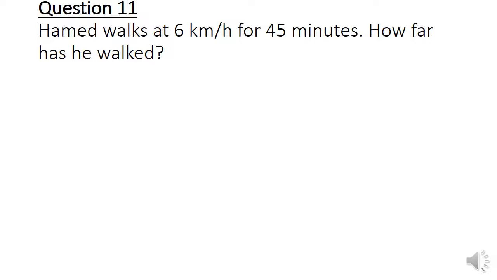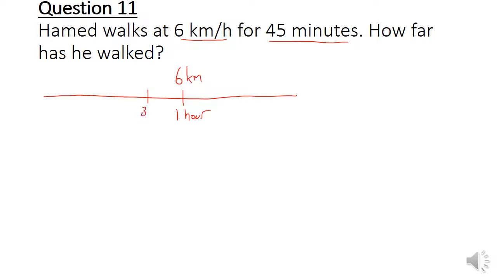In this scenario here, Hamid walks 6 kilometres per hour for 45 minutes. How far has he walked? So again, we know for 1 hour, he does 6 kilometres, so that's 6 kilometres per hour. He's walking less than an hour, so he's going to cover less than 6 kilometres. So we want to find for 45 minutes, which is 3/4 of an hour, or 0.75 hours.